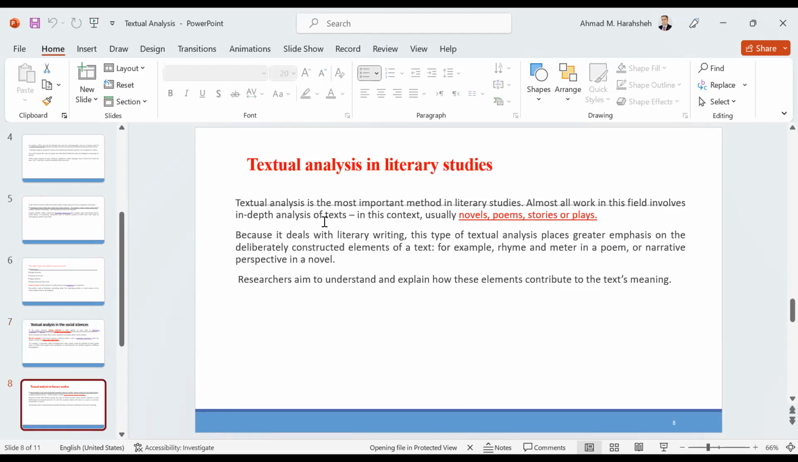في literary studies يا جماعة شوف textual analysis is the most important method in literary studies. Almost all work in the field involves in-depth analysis of text اللي هي novels والpoems والstories والplays. أكيد في عندي moral lesson. يعني behind any novel, behind any poem, behind any story, behind any play, there is a moral lesson. The writer is going to tell us something. في عنا بسموه الدرس الأخلاقي، يعني إنه الكاتب بده يوصل لنا رسالة من خلال هذه القصيدة أو من خلال العمل الأدبي.